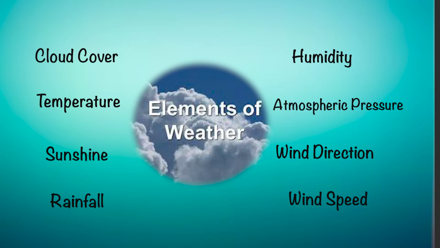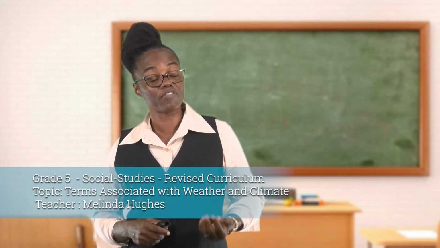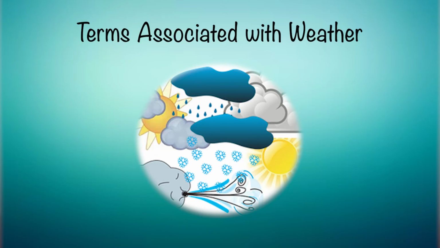So, boys and girls, these are the elements of weather: temperature, atmospheric pressure, humidity, rainfall, sunshine, cloud cover, wind speed, and wind direction. So, boys and girls, let's examine the terms that are associated with weather. Of course, there are several of them. We will only examine a few, and so as I call them, you are free to repeat them. So let's begin. Climate. Climate. That's one of the terms that is associated with weather. Next, climate change. Climate change.